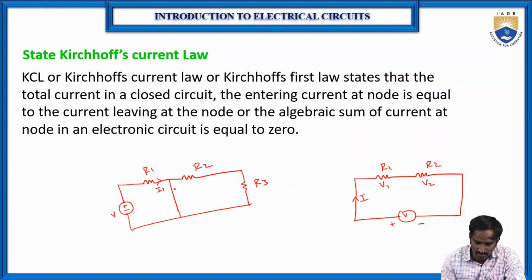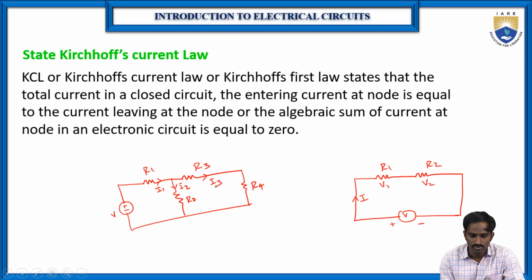Let me consider one more resistor here. Let me consider this R2, this R3 and this R4. The currents flowing through R2 and R3 are I2 and I3. According to Kirchhoff's current law, the algebraic sum of the currents entering the node is equal to the sum of the currents leaving the node. Or in other words, the algebraic sum of the currents at a particular node is equal to 0.